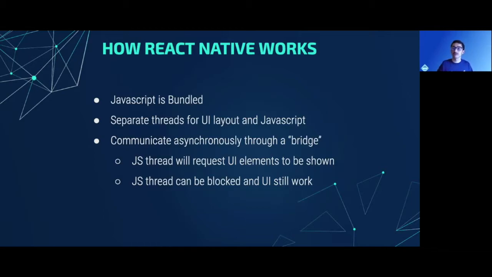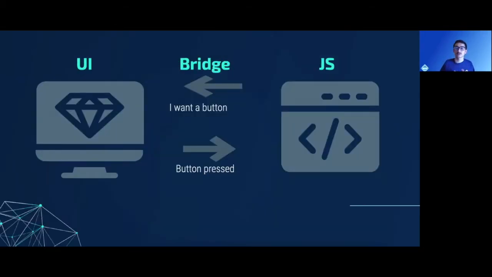Say you're writing something with React, you're writing a button, and basically what happens is there's a bridge that communicates with these two threads. It communicates asynchronously with the bridge, which handles the connection between the threads, because the JavaScript thread will request a UI element to be shown, as well as handling updates and communicating the bundles to them. Here's a brief diagram to explain this relationship.